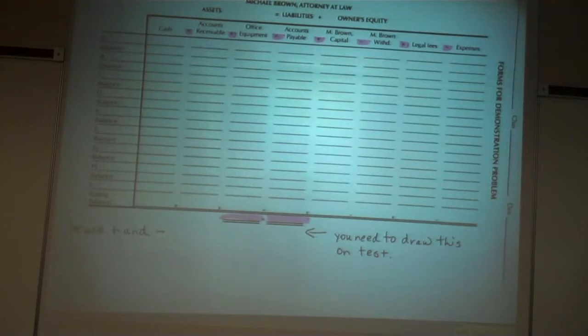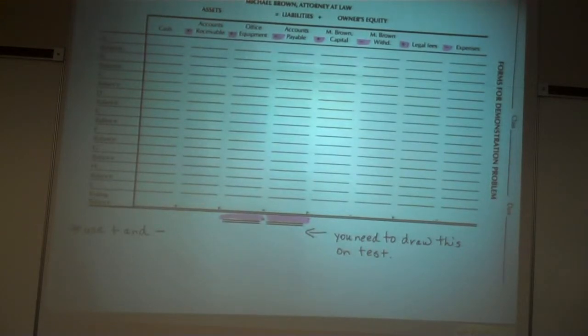We're not talking about debit or credit. We're using pluses and minuses, and I want to see the pluses and the minuses. If we decrease, put a minus. If we increase, put a plus. So let's look at the first one, A. Invested $6,000 in cash into the law practice.